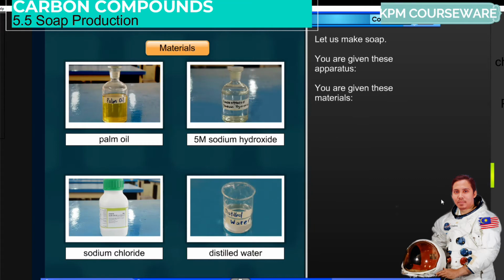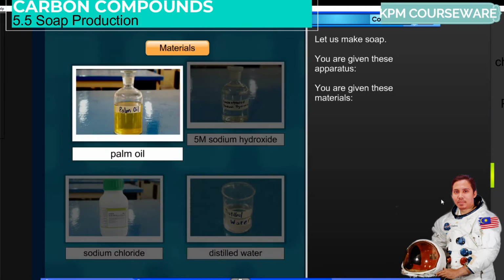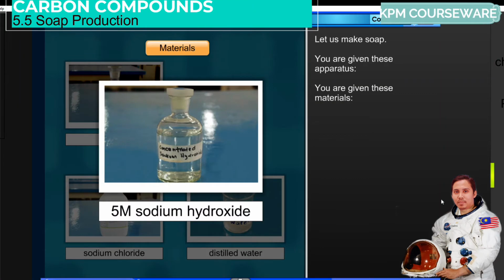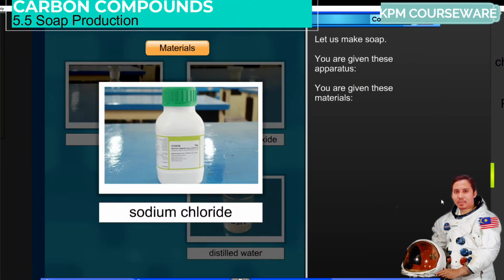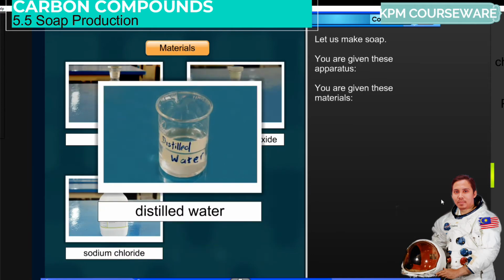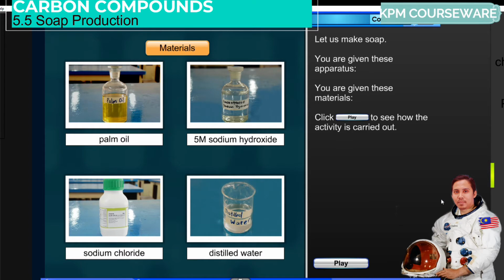You are given these materials: palm oil, 5 molar sodium hydroxide, sodium chloride, and distilled water. Click play to see how the activity is carried out.